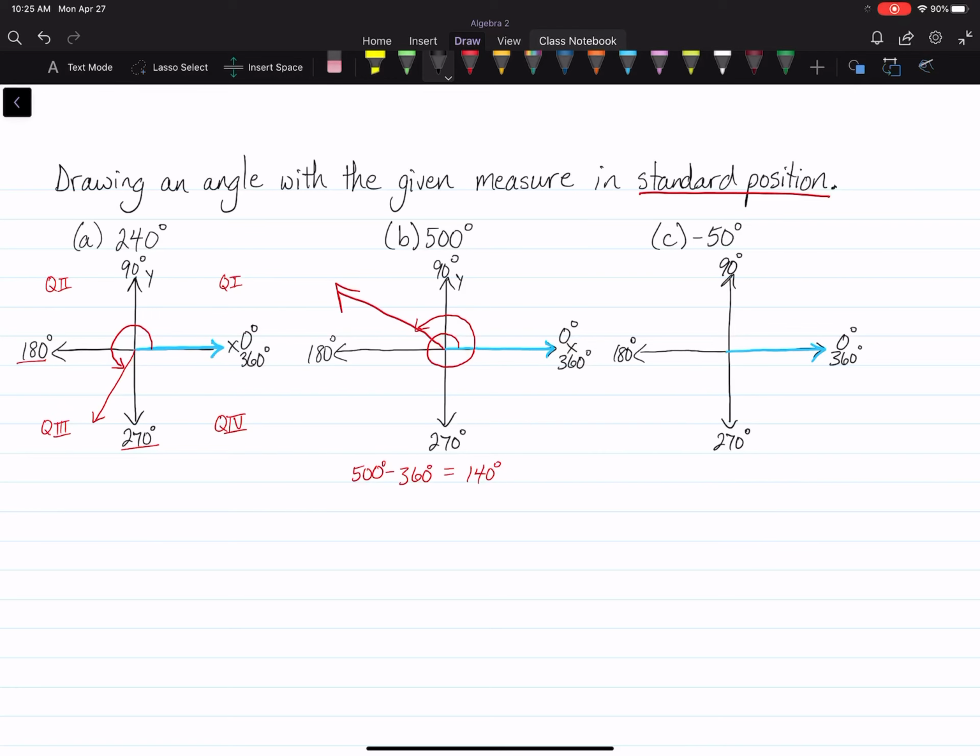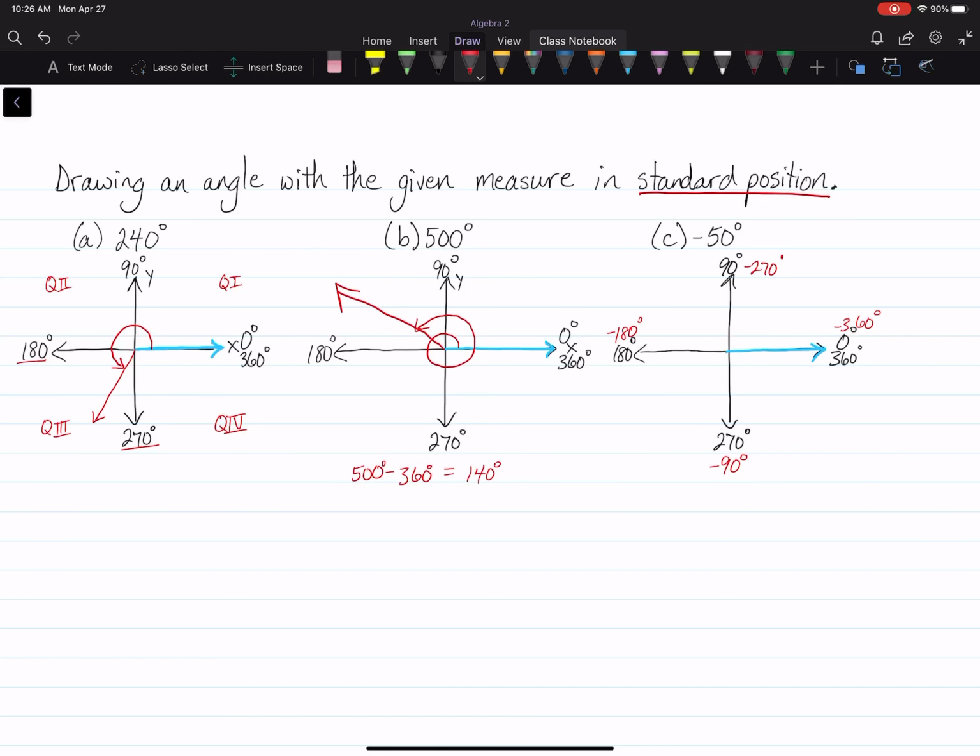Negative 50 degrees, well, this time we're going backwards. So I haven't labeled them backwards yet. This would be negative 90 degrees, and it's also negative 180 degrees here, and up here would be negative 270 degrees. And if you made it all the way back, it would be negative 360 degrees. So you're doing the same thing, you're just going in the other direction.